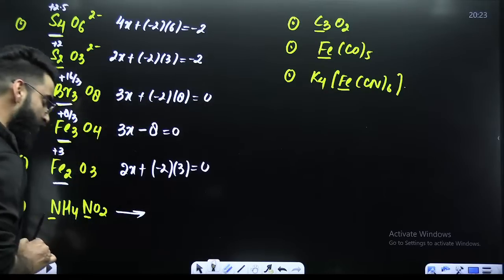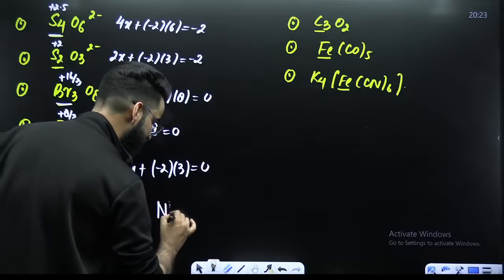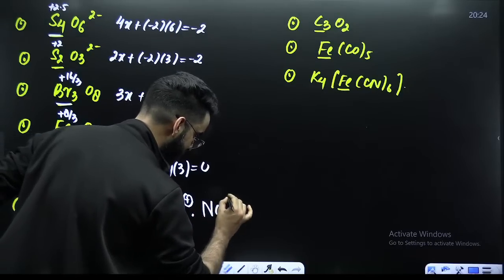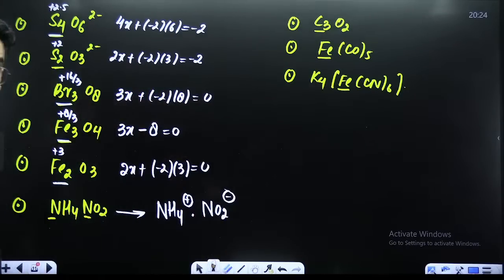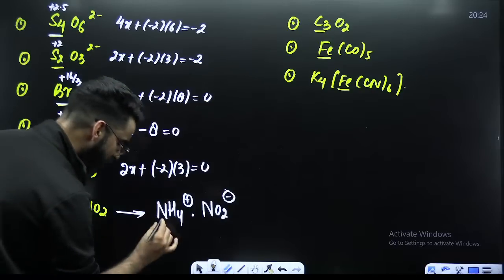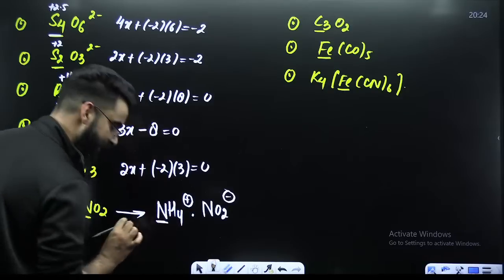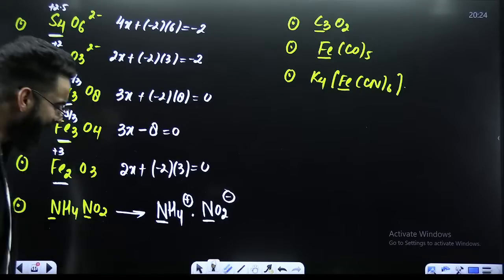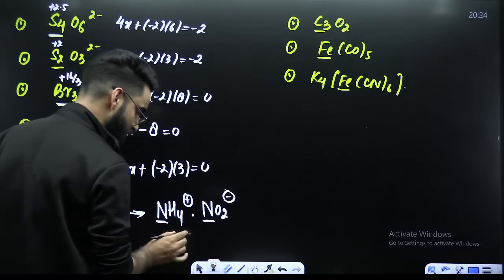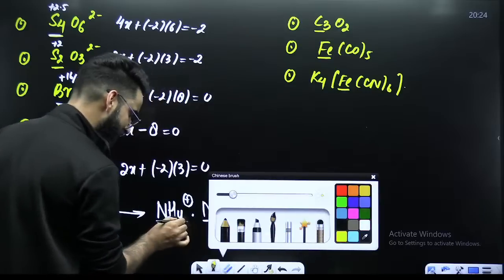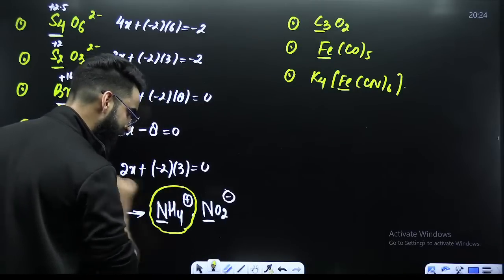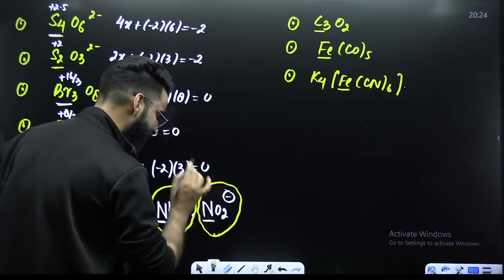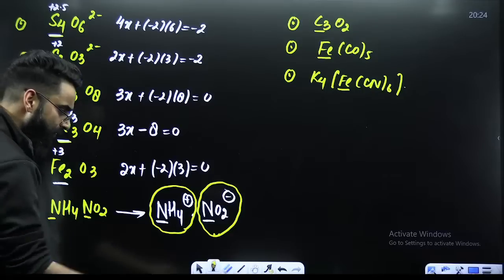This NH4NO2 is a special one. It exists in the form of NH4 positive dot NO2 negative. Now here, I will be calculating the oxidation state of this nitrogen separately. In order to calculate the oxidation state of this nitrogen, I will be considering this particular part as a separate entity. Now, you can easily calculate it.